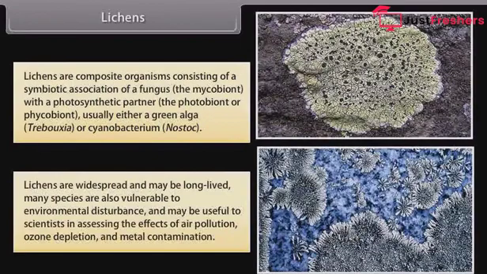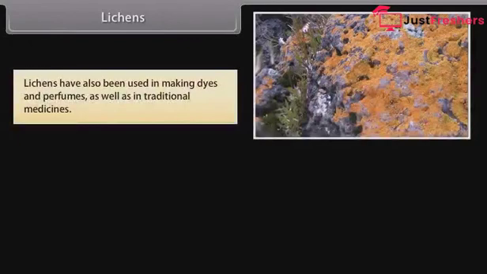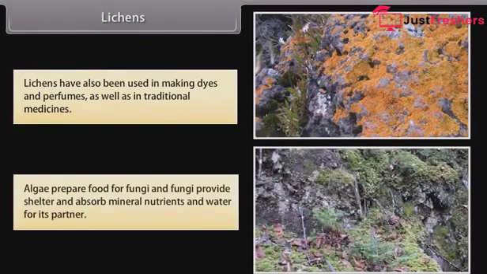Many species are also vulnerable to environmental disturbance and may be useful to scientists in assessing the effects of air pollution, ozone depletion, and metal contamination. Lichens have also been used in making dyes and perfumes, as well as in traditional medicines. Algae prepare food for fungi, and fungi provide shelter and absorb mineral nutrients and water for their partner.